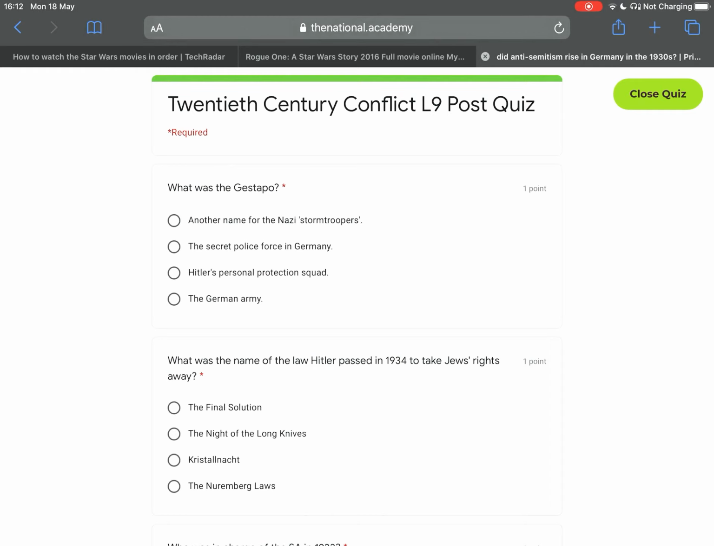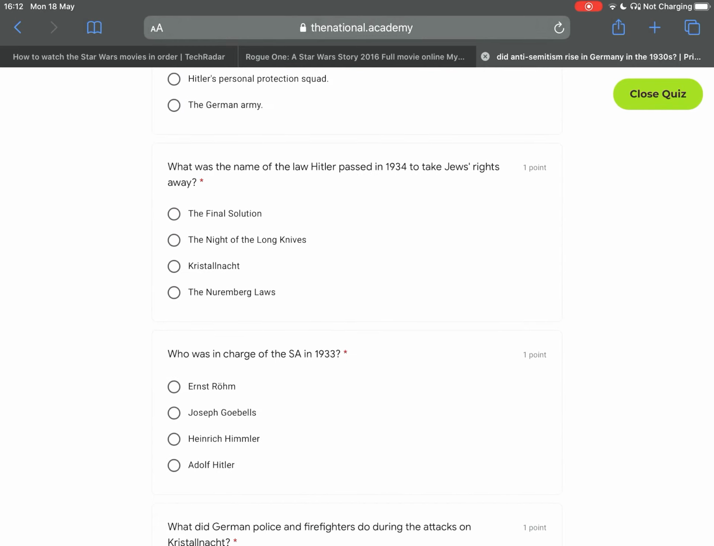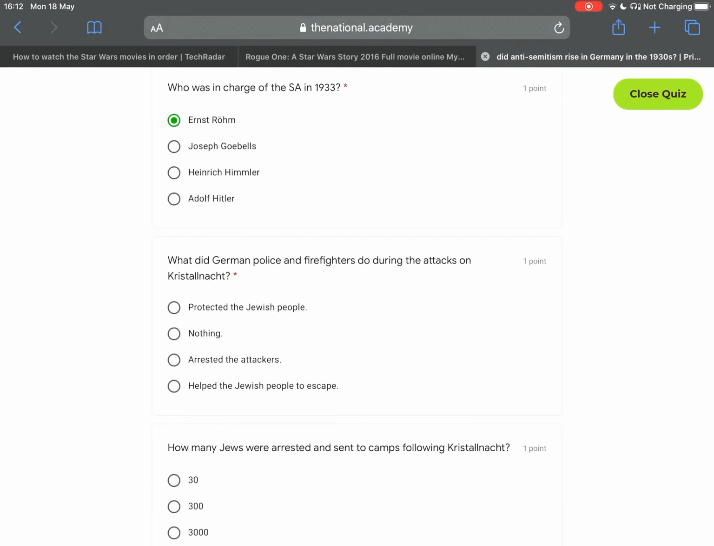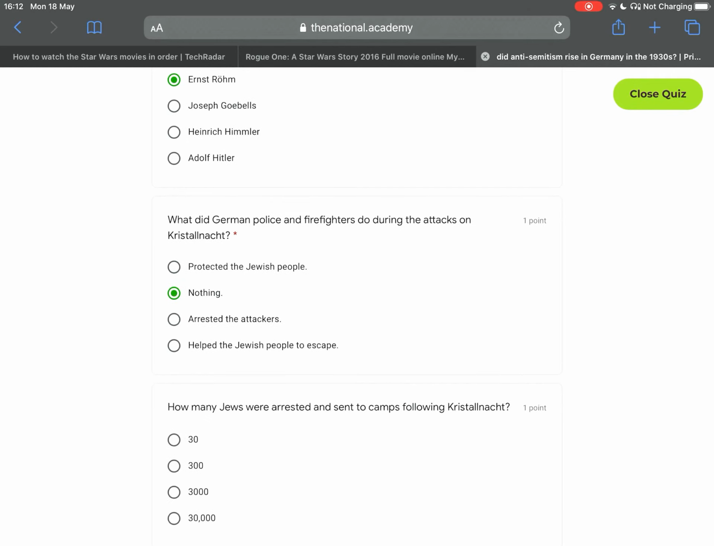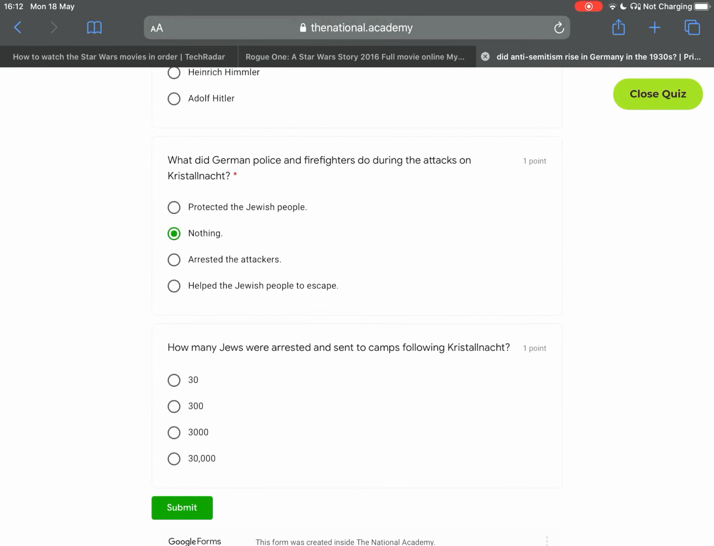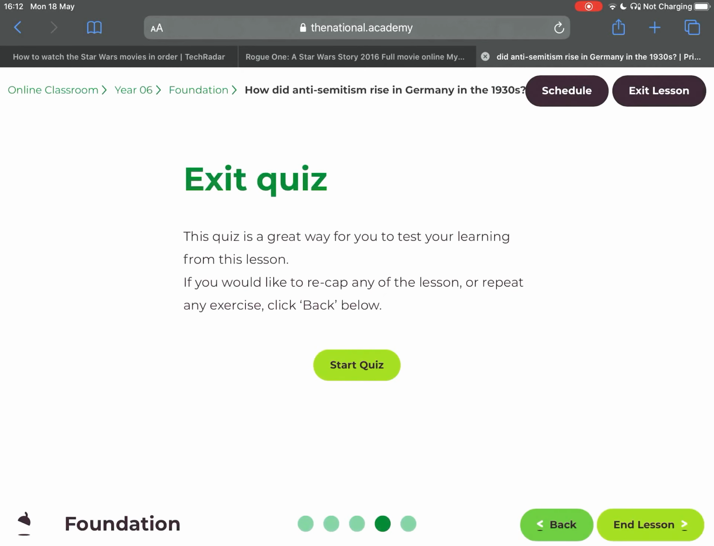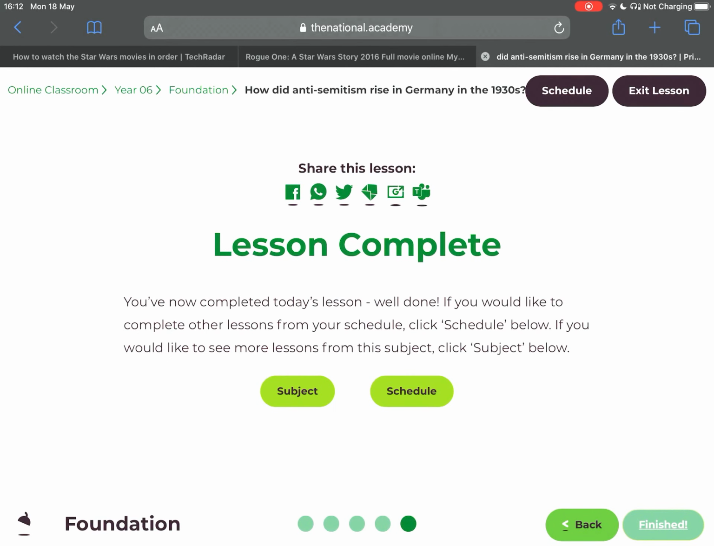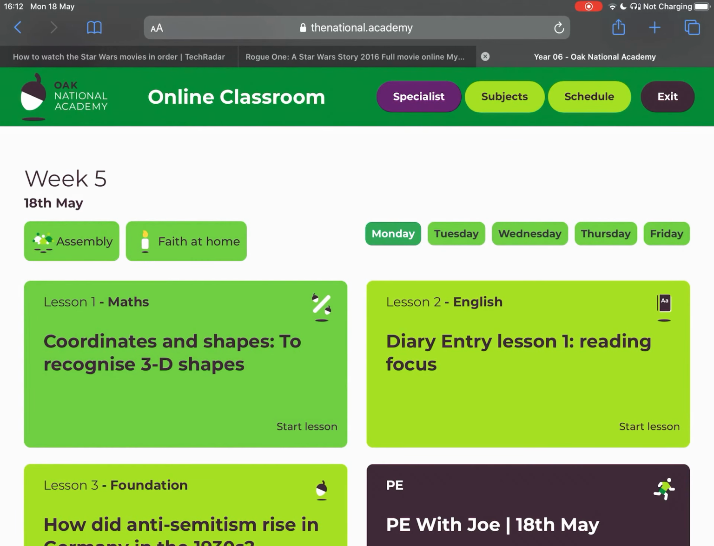So after that you'd have your exit quiz here. What was the Gestapo? That would be the secret police force in Germany. What was the name of the law Hitler passed in 1934 to take Jews' rights away? That would be the Nuremberg Laws. Who was in charge of the SA in 1933? That would be Ernst Röhm. What did German police and firefighters do during the attacks on Kristallnacht? They did nothing. How many Jews were arrested and sent to camps following Kristallnacht? That would be 30,000.